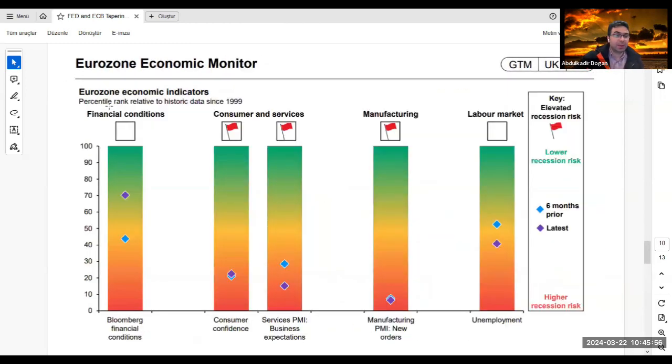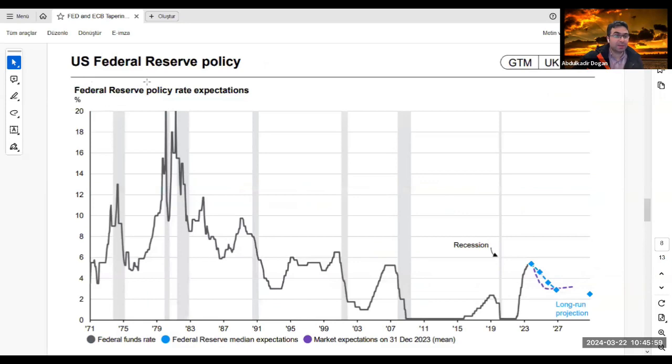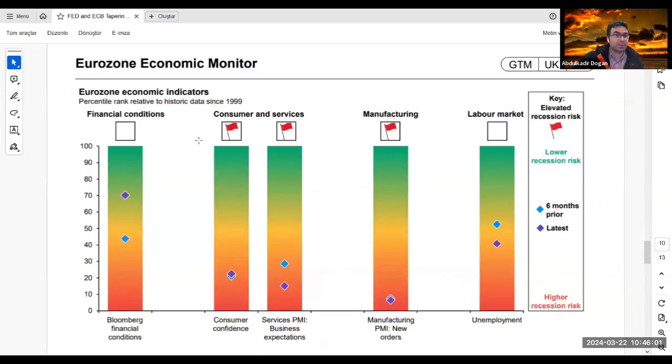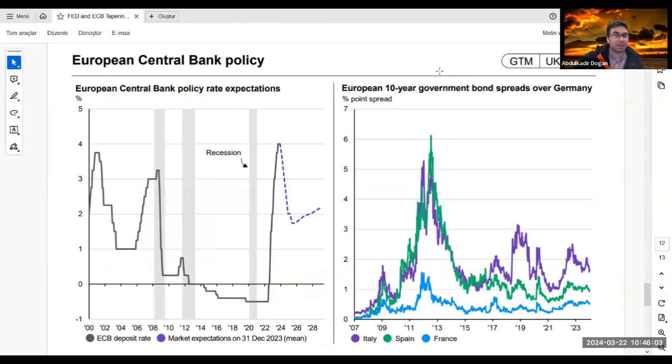And we looked here at the central bank policy expectation for the Federal Reserve, but we will take a look at the same picture for the European Central Bank policy rate expectation. You will see here, after the tapering period, we will see a huge rate hike in the policy rate of the European Central Bank up to 4%. But in the second half of 2024, the European Central Bank will start to cut the interest rate.